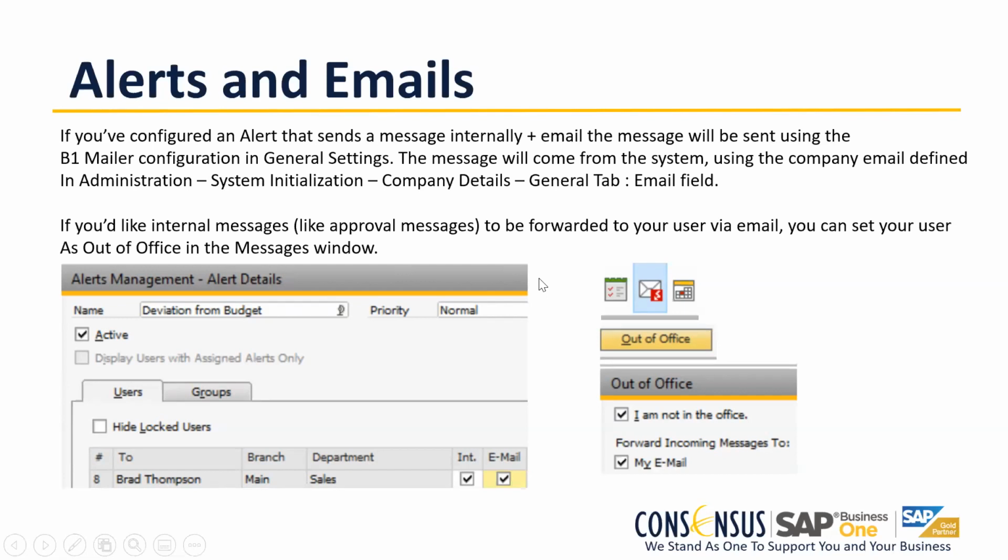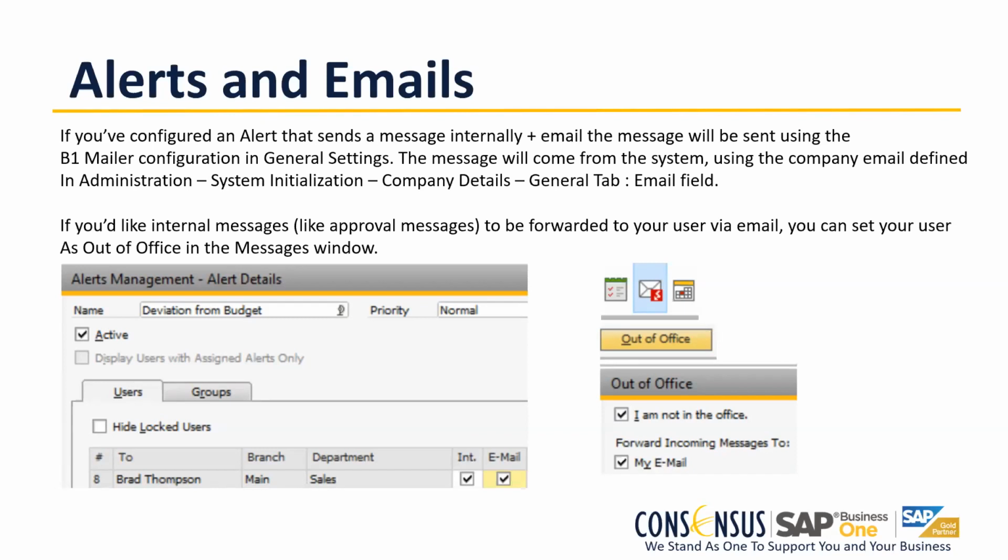If you also want to be receiving messages like approval messages when there's an approval procedure, you want to receive that in your inbox in SAP, but you also want to receive a copy in your email, in whatever email client you may use. You can open the alerts and messages overview window. There's a button that says out of office. You can check that, and then you can have the incoming messages forwarded to your email. So what happens is anytime somebody sends you an internal message inside of SAP, or the system sends you an internal message inside of SAP, you'll also receive a copy in your email.